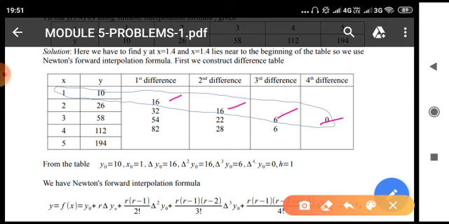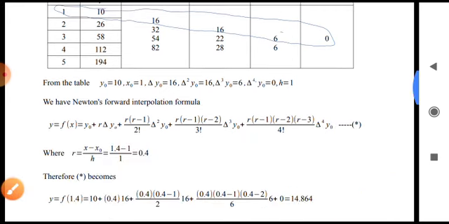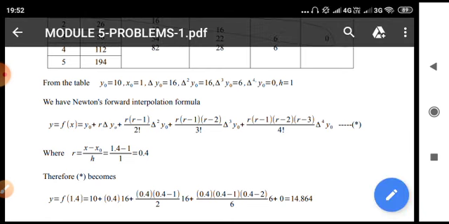So we have Newton's forward interpolation formula y equal to f of x, which is given by y naught plus r times delta y naught plus r into r minus 1 whole divided by 2 factorial delta square y naught plus r into r minus 1 into r minus 2 whole divided by 3 factorial delta cube y naught plus r into r minus 1 into r minus 2 into r minus 3 whole divided by 4 factorial multiplied by delta to the power 4 y naught. We call this equation star.